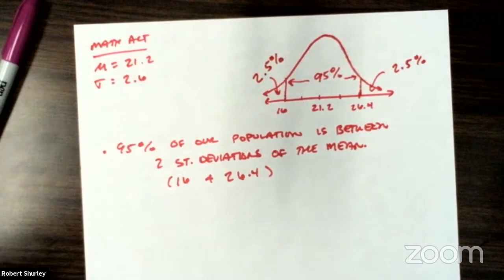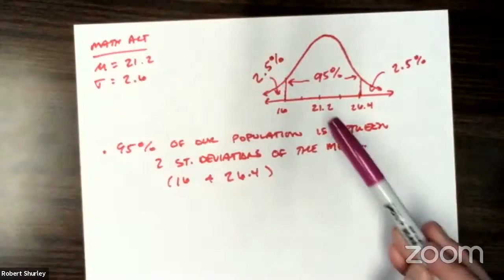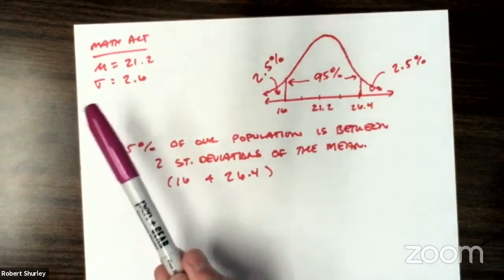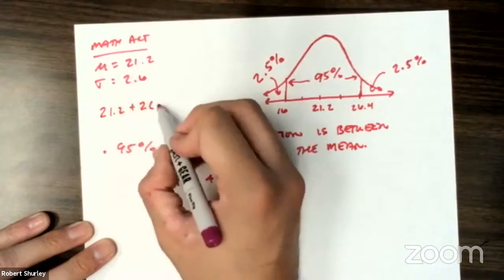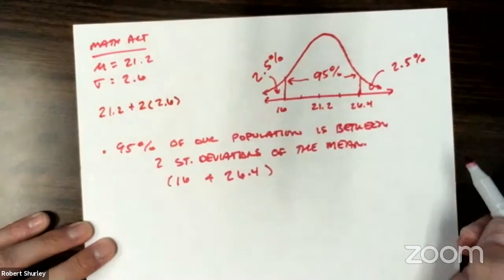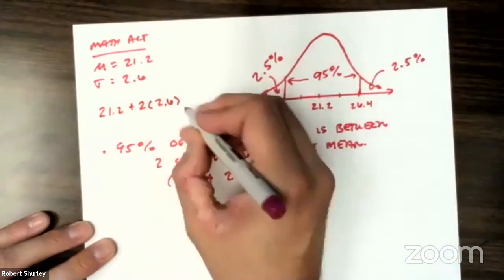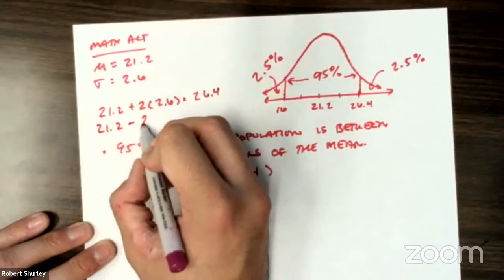Now, what was the formula for doing that? It was 21.2. If I want to go to here, plus 2 times 2.6, right? That's going to give me the upper boundary. And then if you want the lower boundary, you subtract.